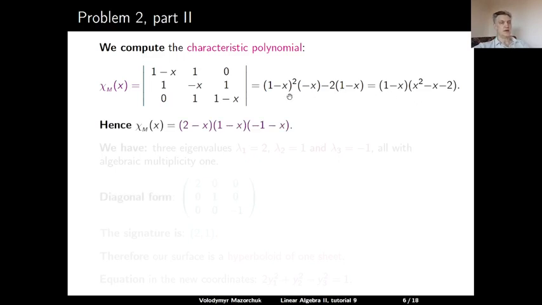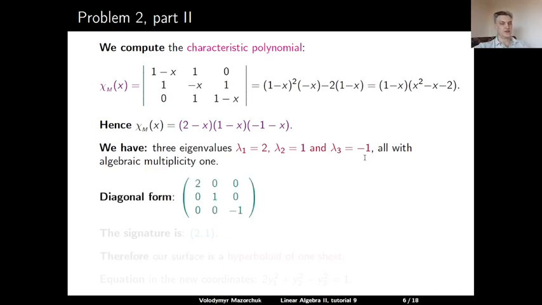And so the characteristic polynomial for our matrix is equal to 2 minus x times 1 minus x times minus 1 minus x. So we have three eigenvalues. Lambda 1 is equal to 2, lambda 2 is equal to 1, and lambda 3 is equal to minus 1, all with algebraic multiplicity 1. So the diagonal form for our matrix is a diagonal matrix with 2, 1, and minus 1 on the main diagonal. So the signature of this matrix is 2, 1. We have two positive eigenvalues and one negative eigenvalue.